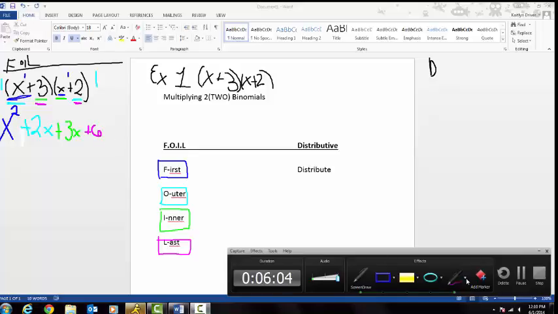Okay? So now what we're going to do is combine our like terms, which is 2x and 3x. Okay? So that's going to equal positive 5x plus 6. And at the beginning we're going to add our x squared. And that is going to be our answer right there. Okay?